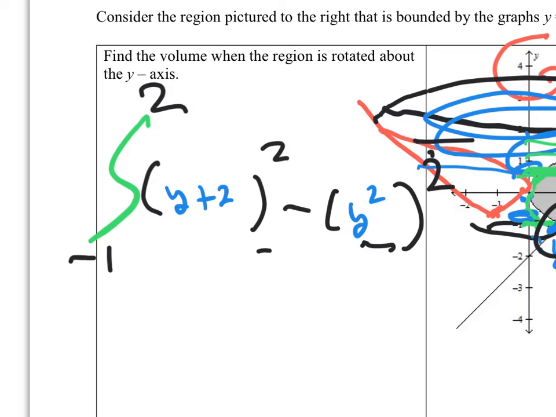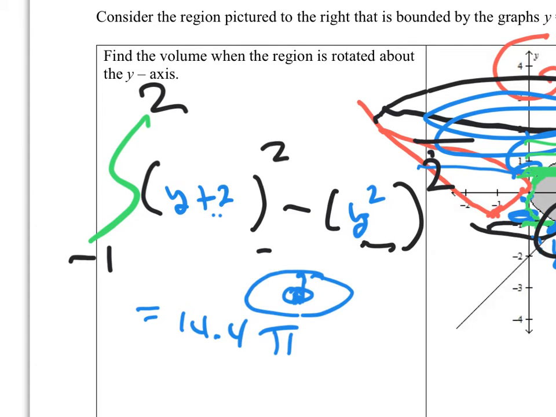I don't know if I have my calculator any longer. I guess I can put, oh, I had it turned off. We did it in our calculator and we got, what was our answer? 14.4 pi. Is that what you said? Yes. Thank you. I always forget pi.